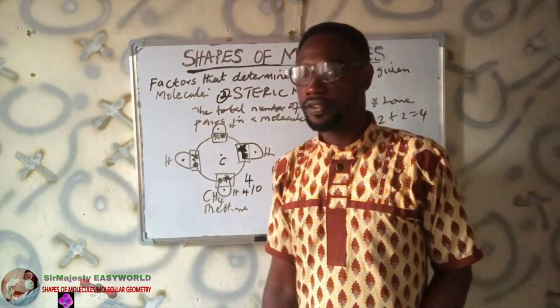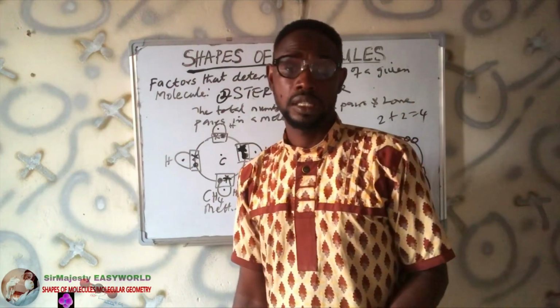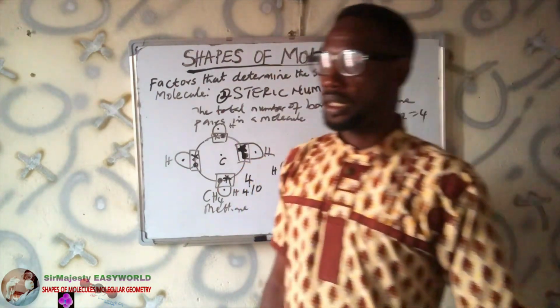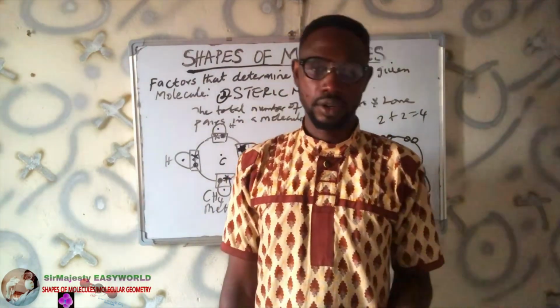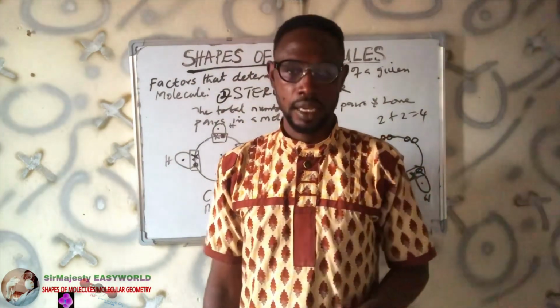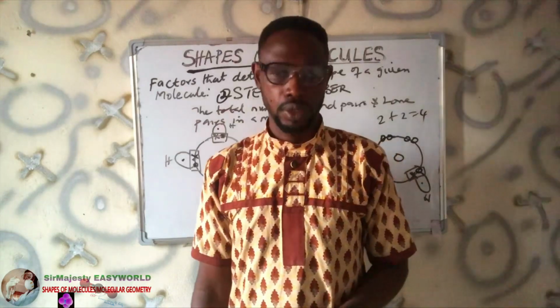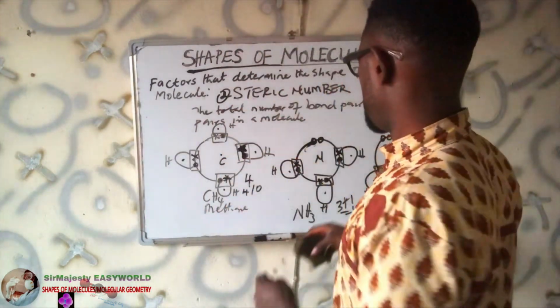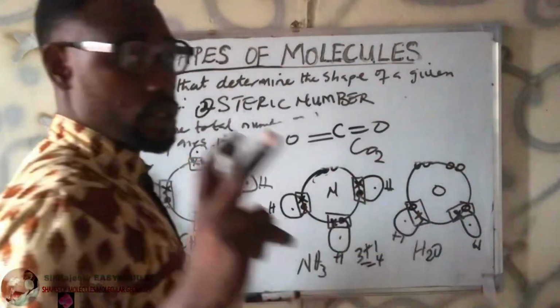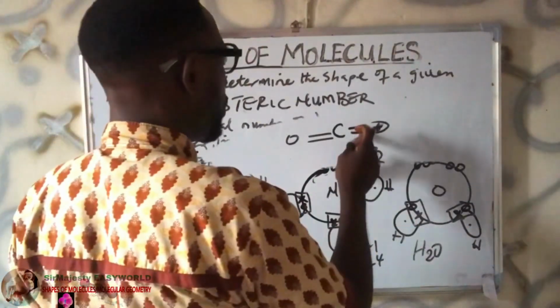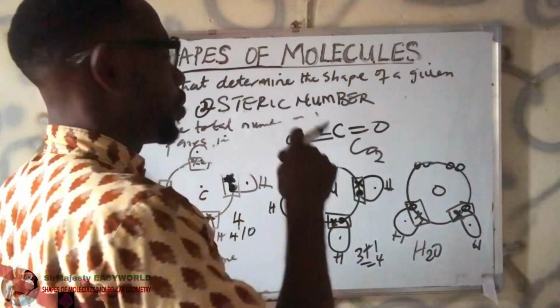Okay, we can have other steric numbers that are not exactly 4. Let's take a look at molecules that have 2 as their steric number, like carbon dioxide. And then let's see what happens there. In counting steric number, double bonds are counted as 1. It's only single bonds that are counted.